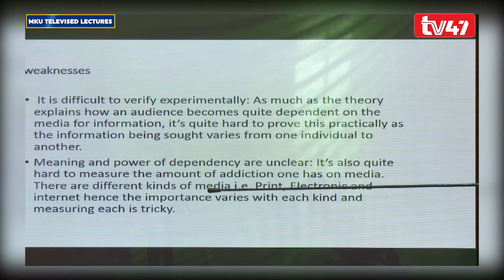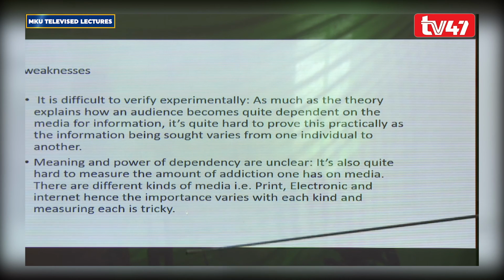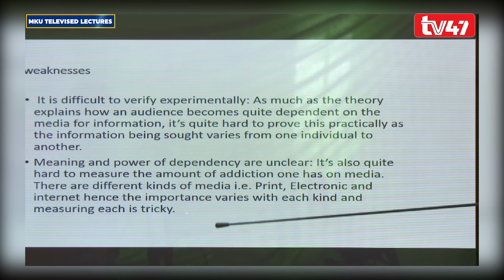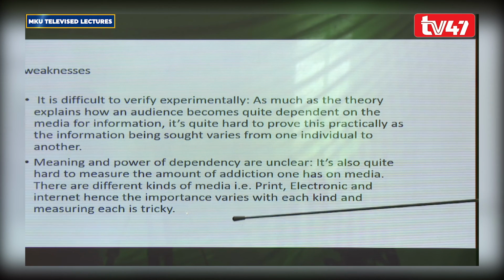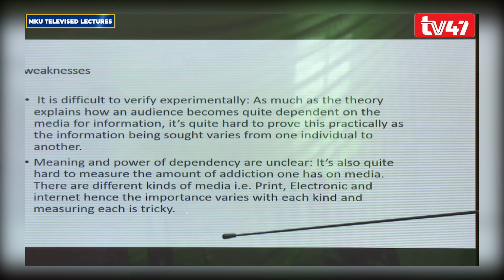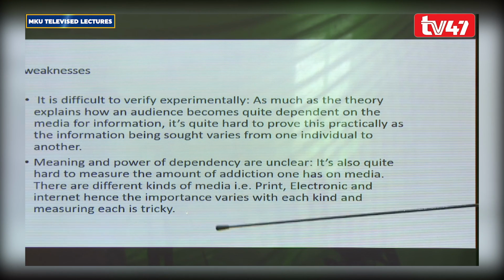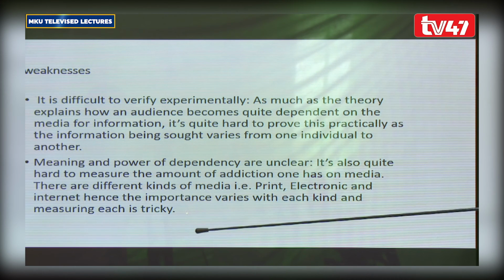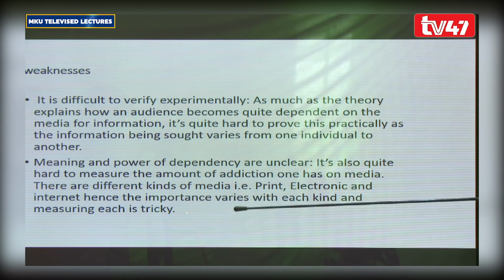It is also quite hard to measure the amount of addiction. How can you tell that someone is addicted? Can we even say that maybe a given society is addicted 70%, 80%? It's very hard to tell how people are addicted, and also to measure. It is not clear. You can't tell how someone is addicted in reading newspaper. You can't even tell how someone is addicted in terms of even listening to the radio, even using the new media.